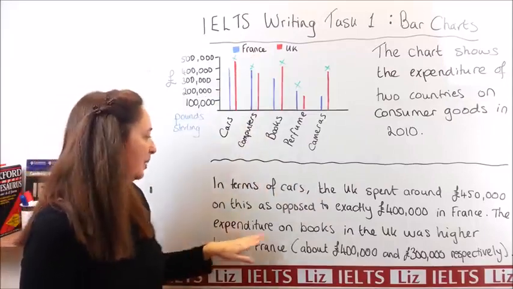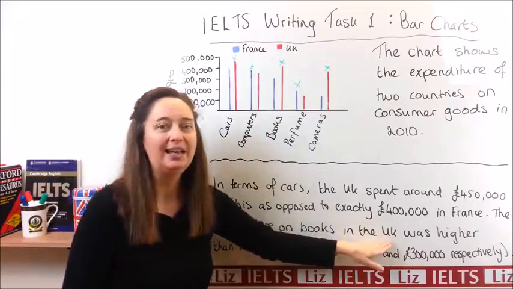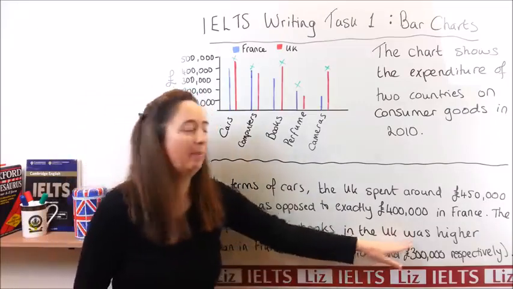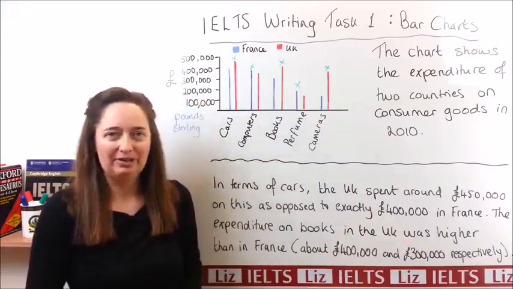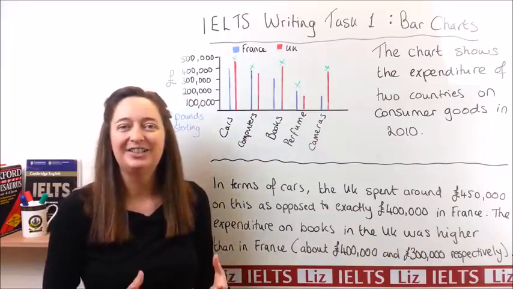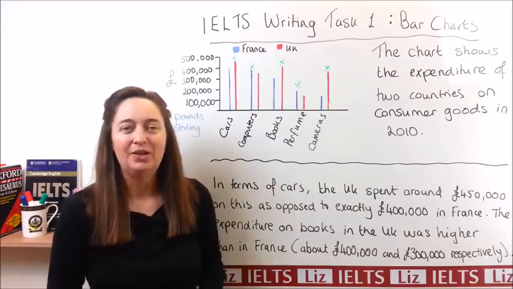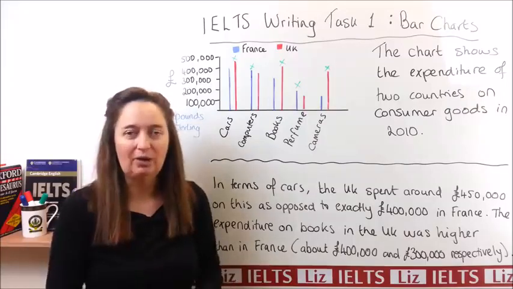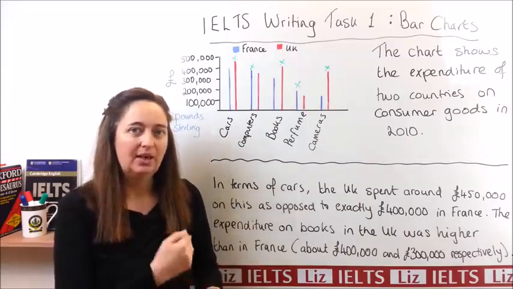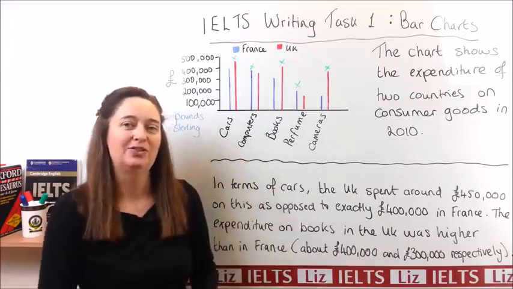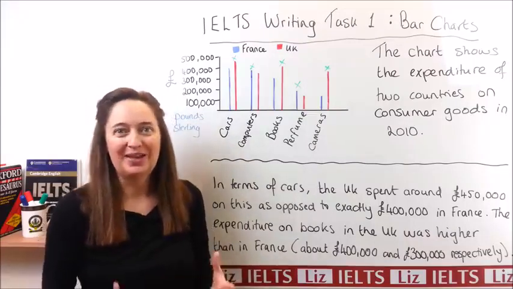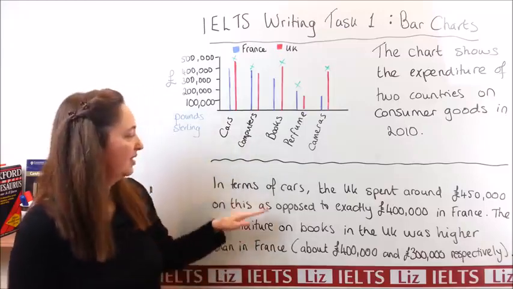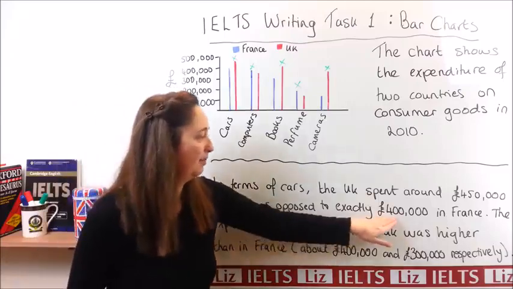And it says that the expenditure on books in the UK was higher than in France. So we've got another comparative. When you have a comparative like that, you still need to give the numbers, the data. You cannot miss the data. If your sentences in the body paragraph are not supported by data, you will get about band score 5 for task achievement. So that's another problem. So please avoid that and always support your sentences with the numbers.